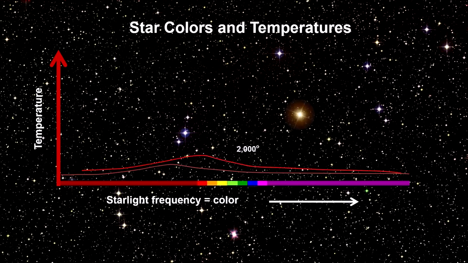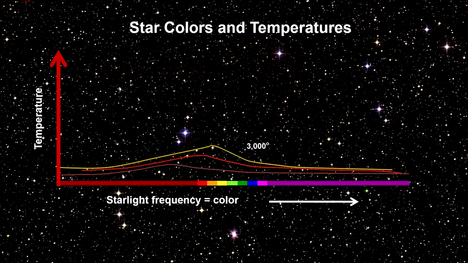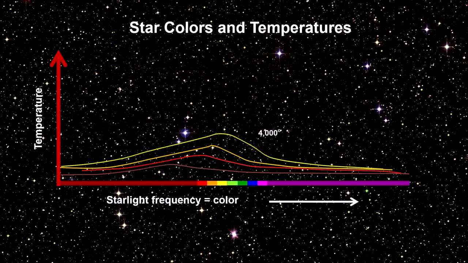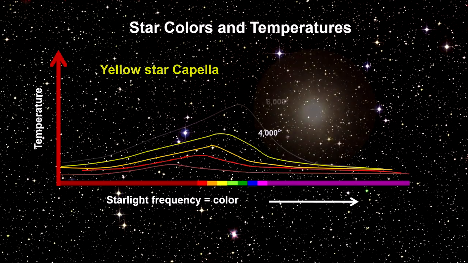As the temperature approaches 2000 degrees Celsius, we begin to see red. We've seen the red star Aldebaran. It's a good example of this. By 3000 degrees, the red has morphed to orange. Arcturus is an example of this. By 4000 degrees, it is quite yellow. Capella and our own sun are yellow.